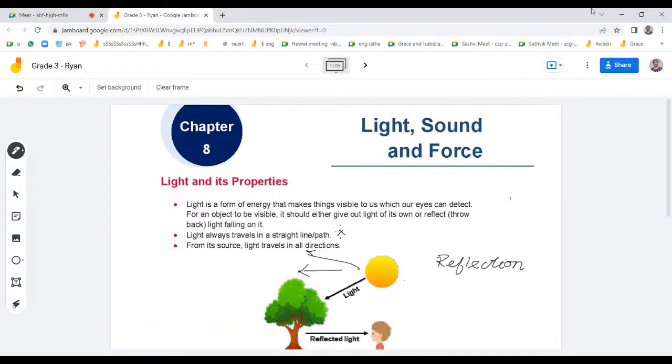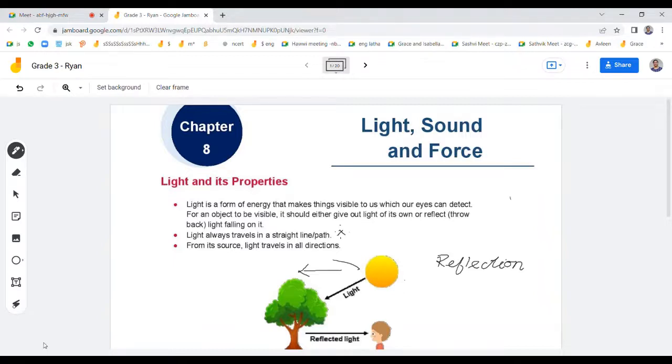Light is reflected back. This property you call reflection. Second property, light always travels in a straight line. And the third property is light travels in all directions. In all directions, but it will travel in a straight path.